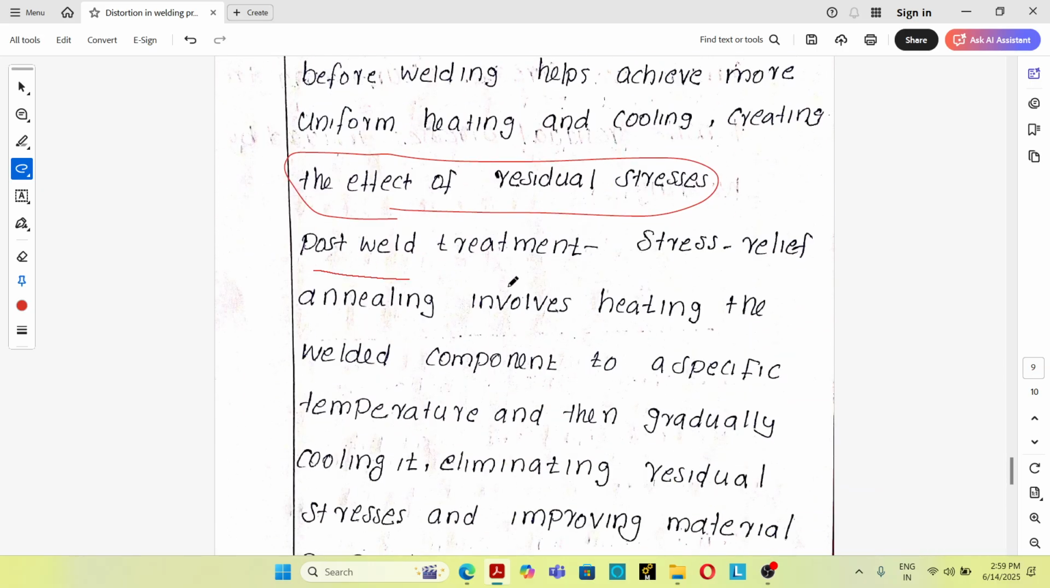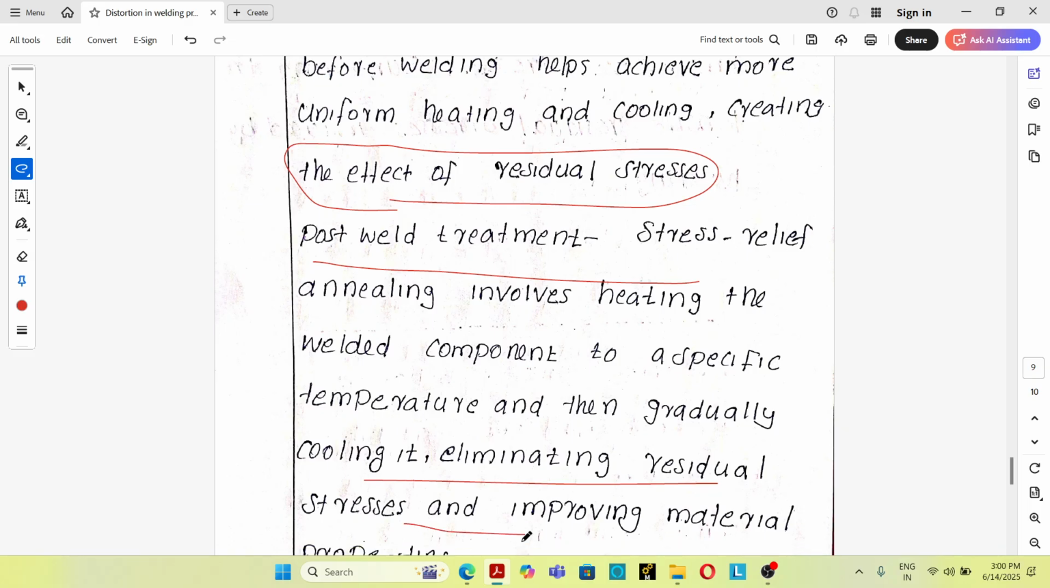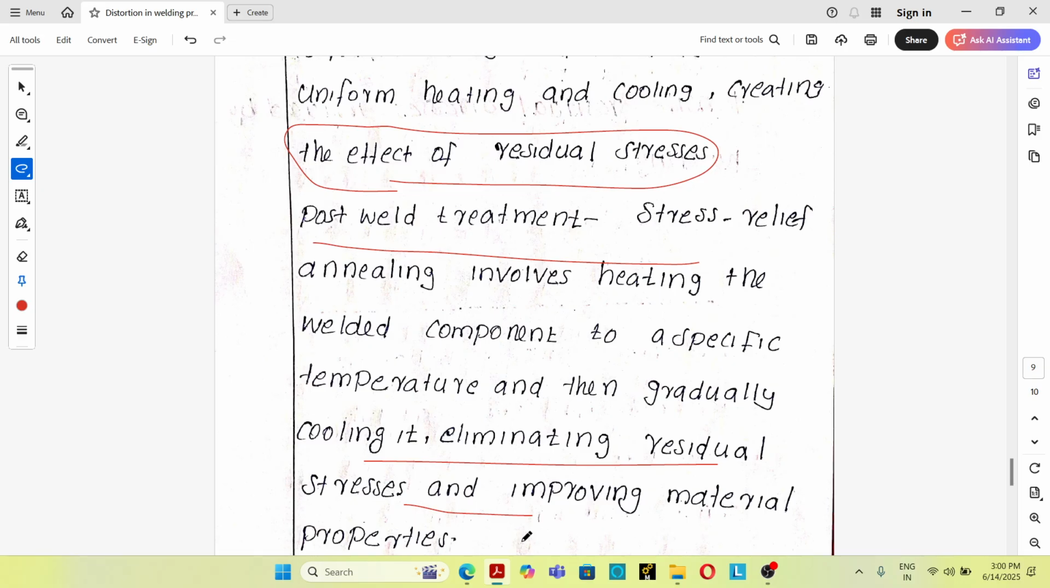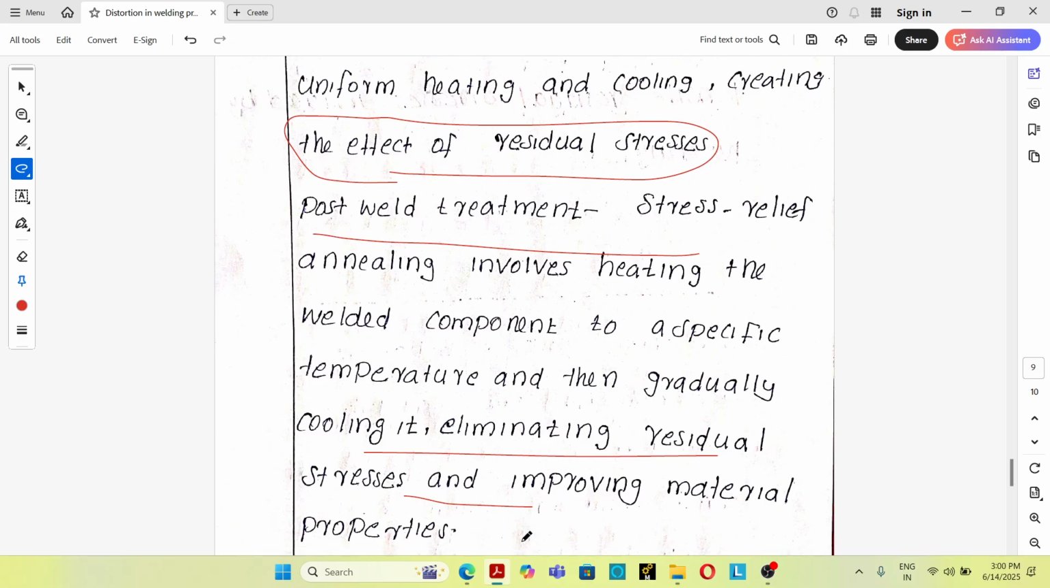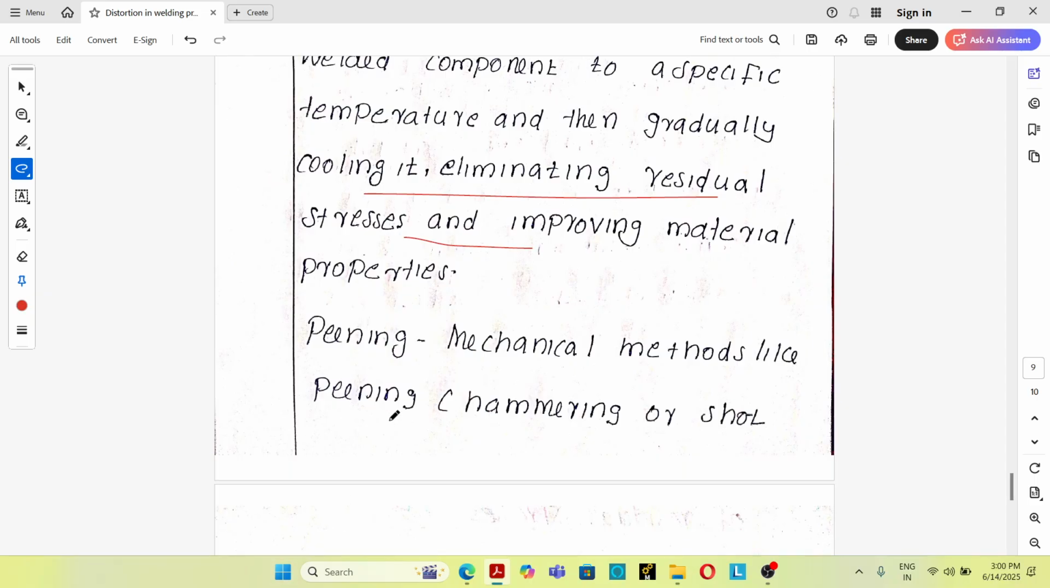Next one, post weld treatment. Stress relieving annealing involve heating the welded component to a specific temperature and then gradually cooling it, eliminating residual stress and improving material properties. Post weld treatments, that is annealing the welded component. During annealing, the stress will be relieved, then it will improve the material properties also. Then peening.